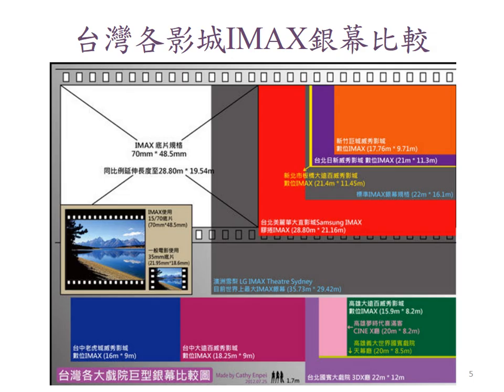You can see the film is actually very small, but when you go to the theater, we have the projector to project the film onto a very large screen. If we can stretch the aspect ratio to, for example, 28.8 meters by 19.54 meters, then we can see the complete region of the IMAX film.